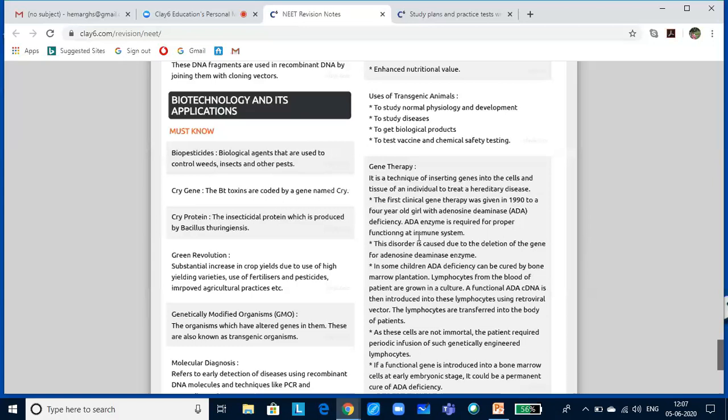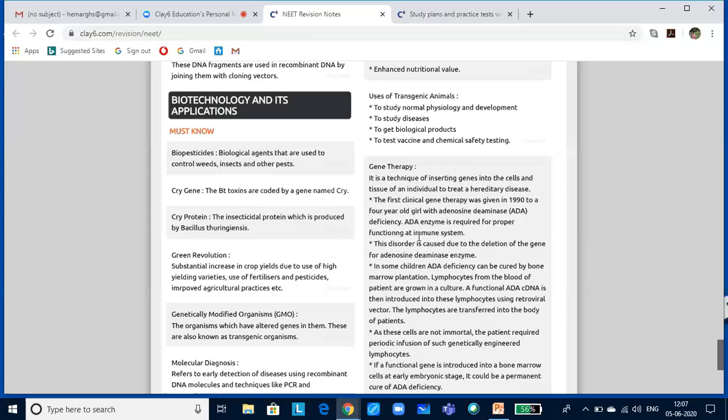Now, the treatment was by bone marrow transplantation, or enzyme replacement therapy involving repeated injections of the ADA enzyme. Lymphocytes from the blood of the patient are grown in a culture. A functional ADA cDNA is then introduced into these lymphocytes and returned into the body. The patient required periodic infusion of genetically engineered lymphocytes because these cells are not immortal. Functional ADA cDNA introduced into cells at early embryonic stages could be the permanent cure.